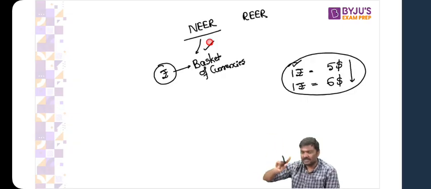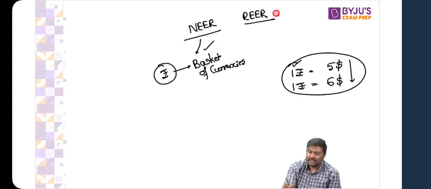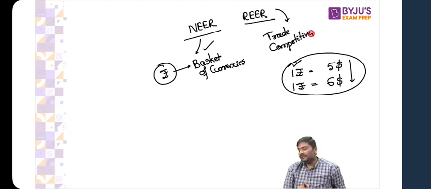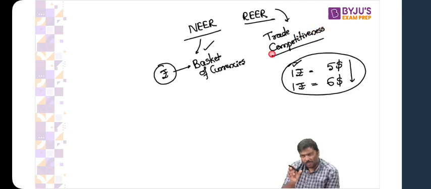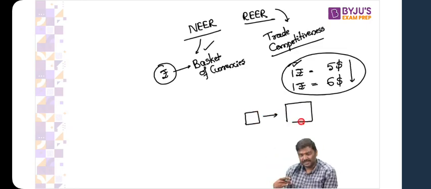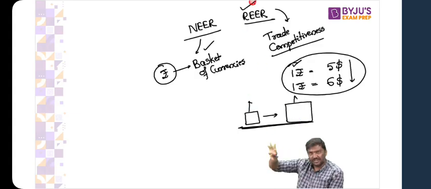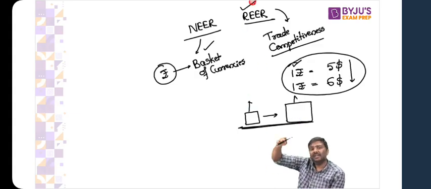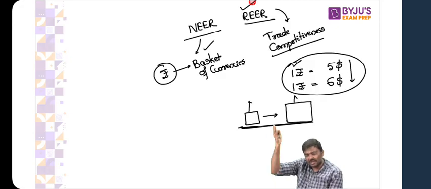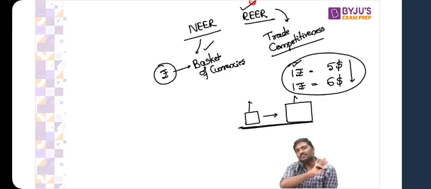What about REER? REER represents trade competitiveness. What do you mean by trade competitiveness? We are measuring how much is India's trade competitiveness. I'm keeping the goods of India on one side, and against this, I'm measuring a basket of goods from different countries. So what is happening to trade competitiveness of India is measured using the real effective exchange rate. If the real effective exchange rate, that is the index, goes up, trade competitiveness will come down. If the index number is going down, trade competitiveness is increasing. Simply remember this, more than sufficient. Do not buy hard formulas, do not buy hard calculations. It is useless for GS paper 3.